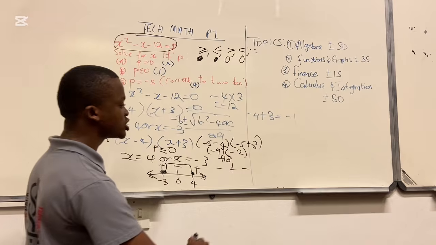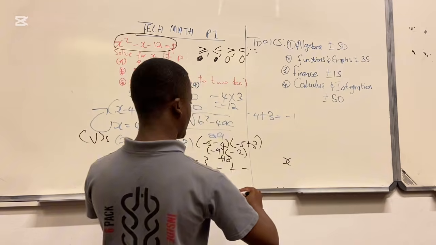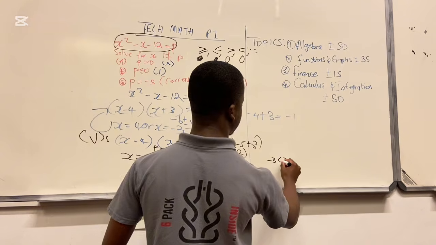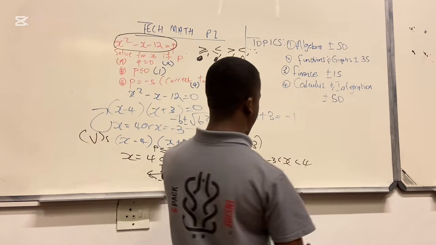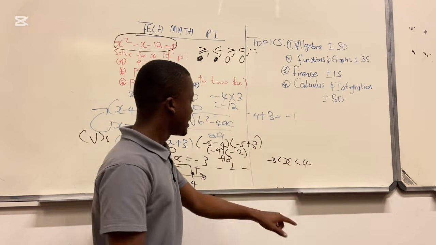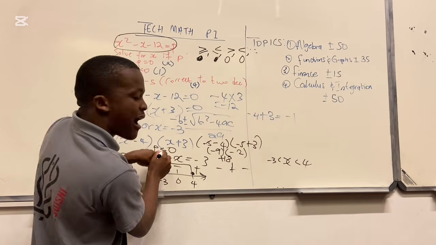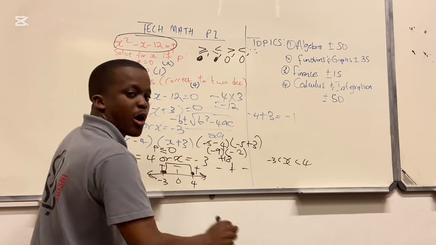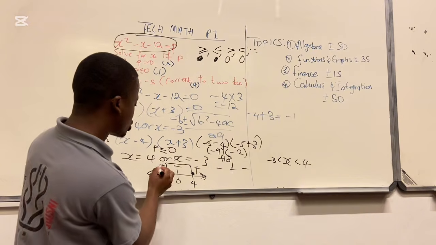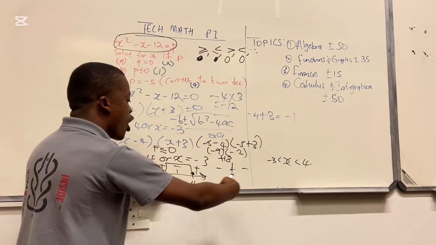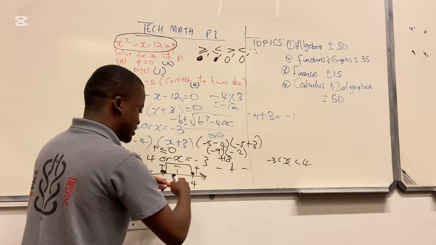So what is our solution? Our solution is x is between what? x is between -3 and 4. Is it included or not included? It is included because of our inequality: less than or equal to. That's why we shaded, because it's included. That -3 and positive 4 are included.